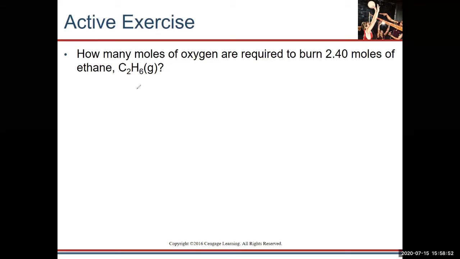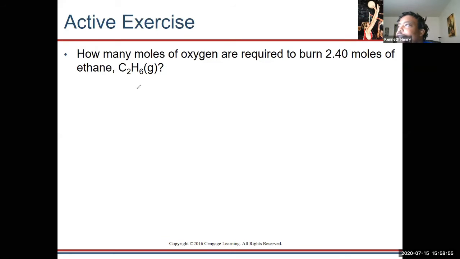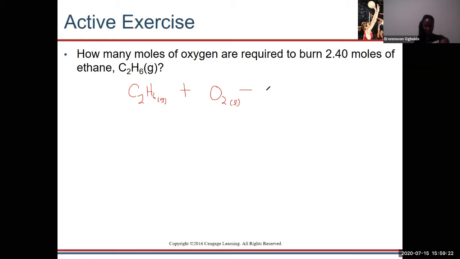You guys are supposed to tell me what's going on. Okay, C2H6 gas, plus O2 gas, product: CO2 plus water.